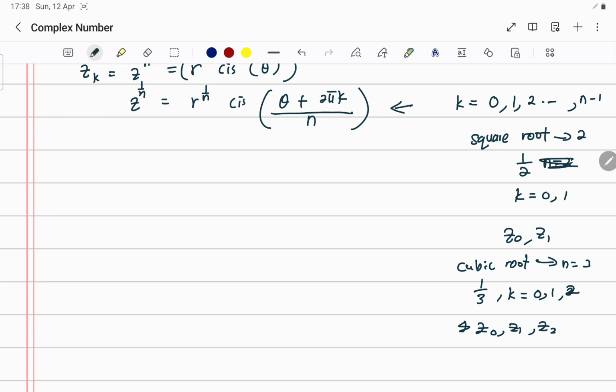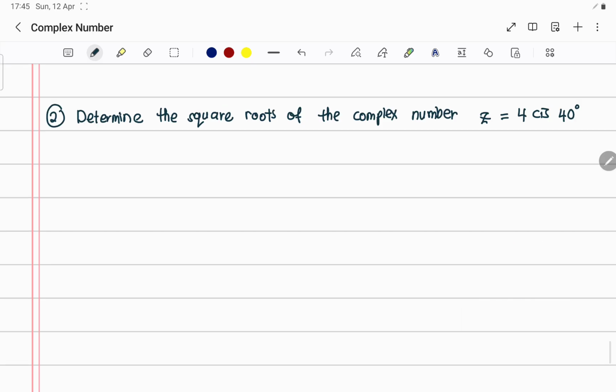Now, the next one. We proceed to the tutorial question for De Moivre theorem, where they ask us to determine the square roots of the complex number z is equal to 4 cis 40 degrees. For this question, they asked us to find the square roots. When they say find square roots, at the end of the answer we will get 2 complex numbers, so here your n is equal to 2. They also provide z, which is equal to 4 cis 40 degrees.